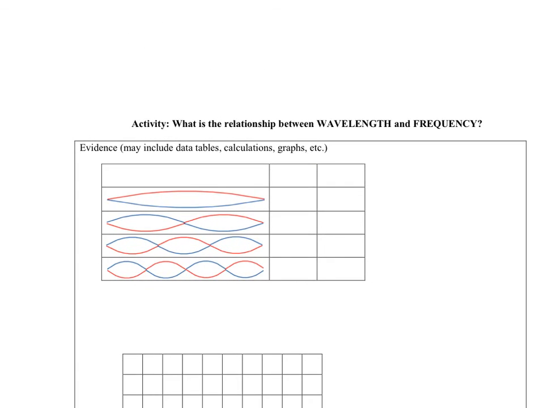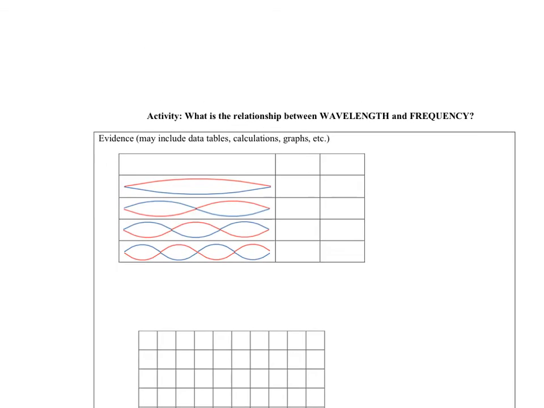So here's your data table. I left it pretty blank on purpose. A lot of people are asking, well, what do I put in these two columns here? Well, what are we comparing? Wavelength and frequency. So let's throw those in. So frequency, which is measured in hertz, and wavelength, which is measured in meters.